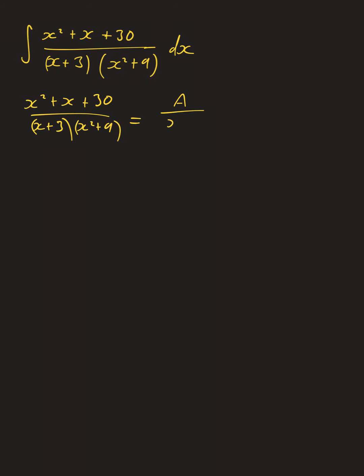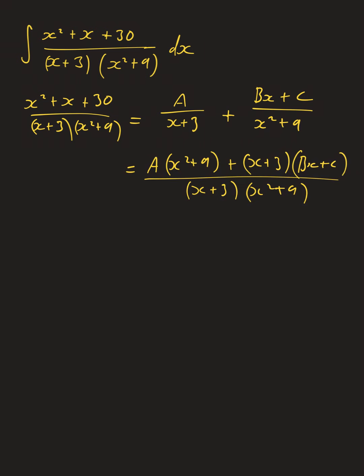A over x plus 3 plus something over x squared plus 9. And this thing on top might have an x in it, so we'll have to say Bx plus C. And then we multiply this out on the right side so we can compare the terms. So the numerator on the right must be equal to the numerator on the left there.